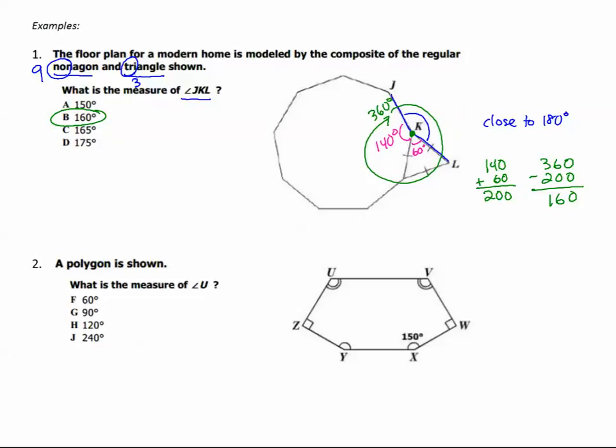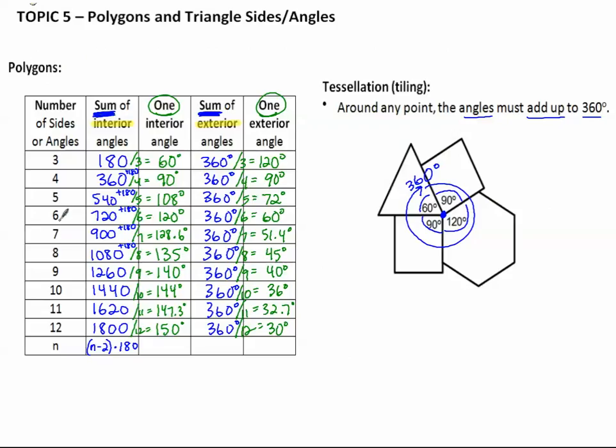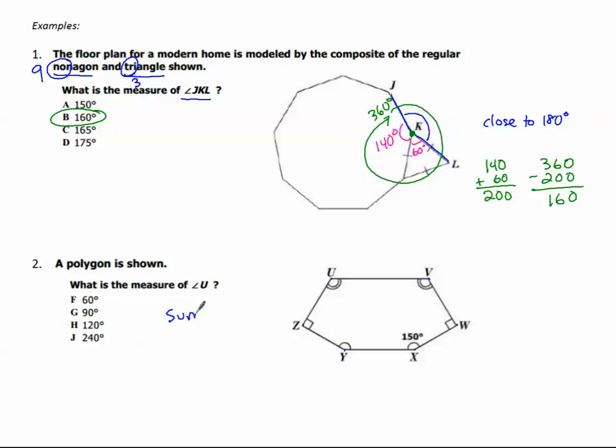Let's look at one more example for polygons. A polygon is shown. What is the measure of angle U? So here's angle U. It's interior of this polygon. Let's determine how many angles there are. 1, 2, 3, 4, 5, 6. So again, I go to my list. 6 interior angles all add up to 720. So I know that the sum, what they add up to, is 720.